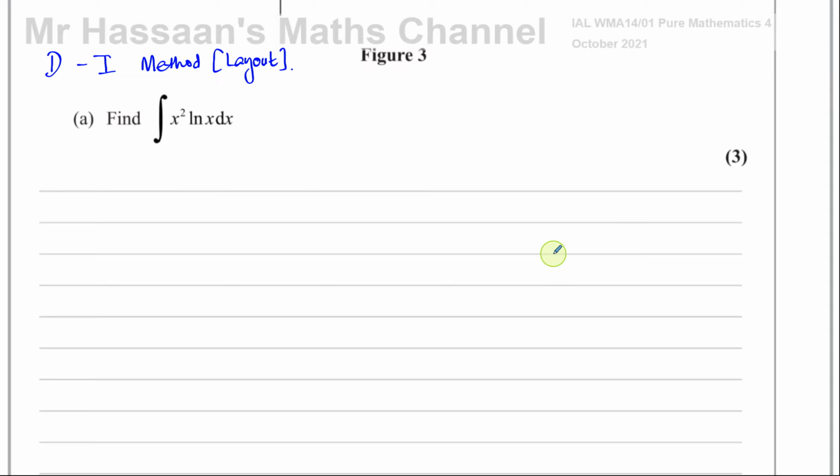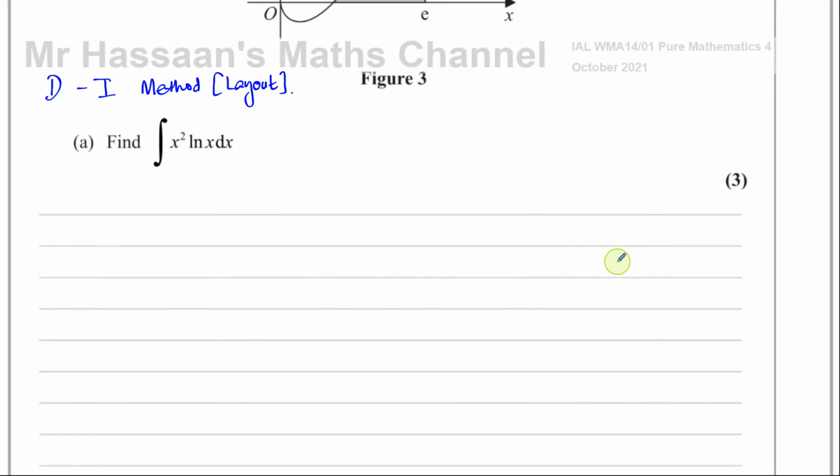So basically, we have to use integration by parts here because we have the product of two separate functions, x squared times ln x. In order for us to integrate this, one of these two terms has to be the part that we differentiate, and the other one we have to integrate.